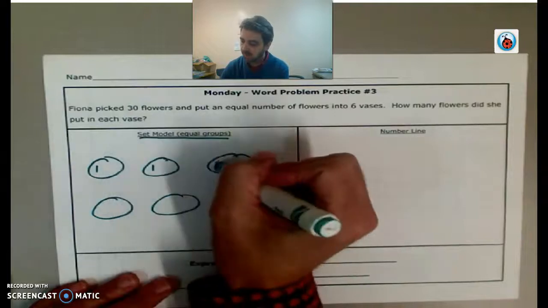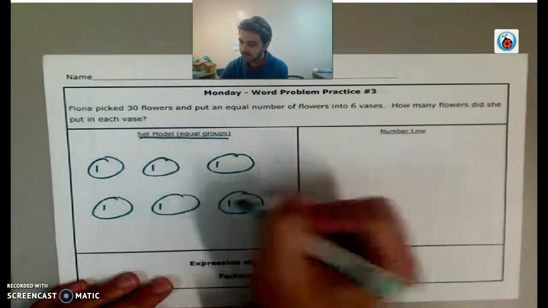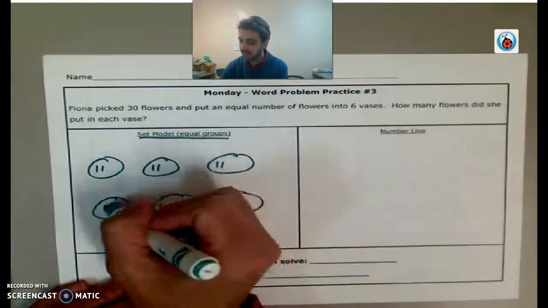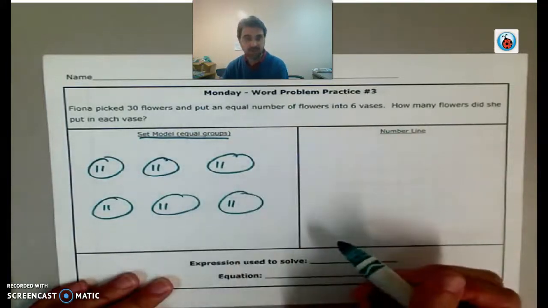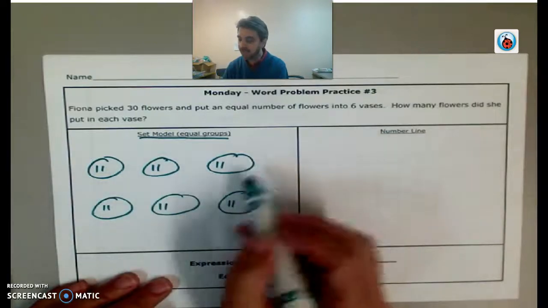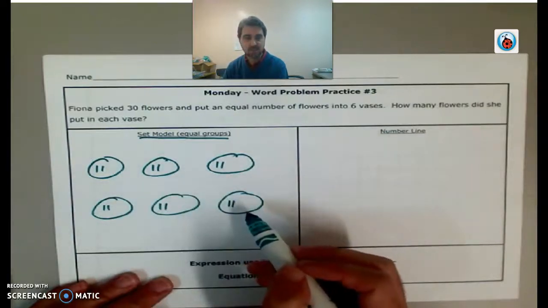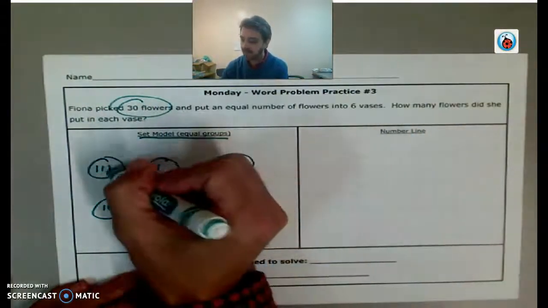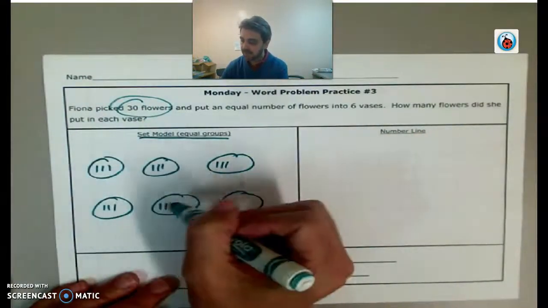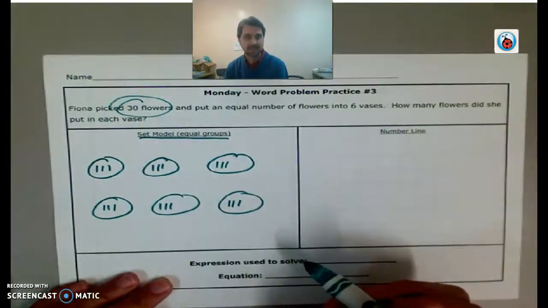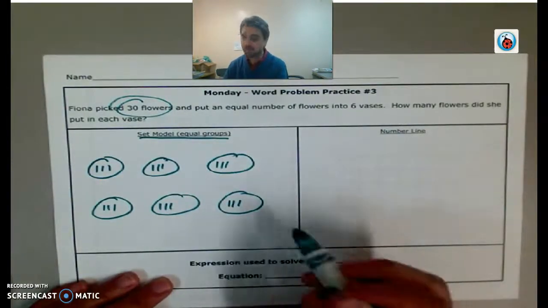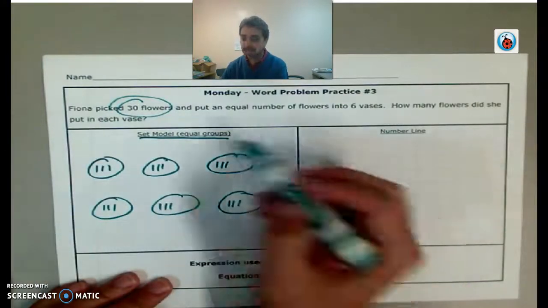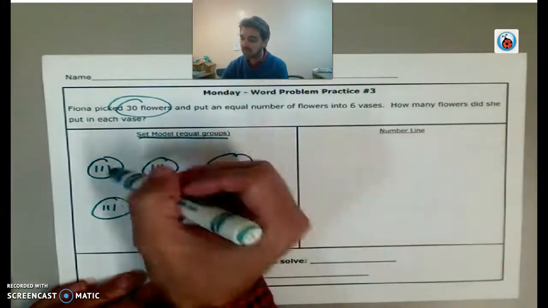1, 2, 3, 4, 5, 6. So I gave away 6, 7, 8, 9, 10, 11, 12. Okay, now I've put two in each vase, and I'm at 12, but I have 30. So I can keep going. 13, 14, 15, 16, 17, 18. Okay, so now I put 3 flowers in each. That gives me 18 flowers, but I still have more because I have 30 flowers.